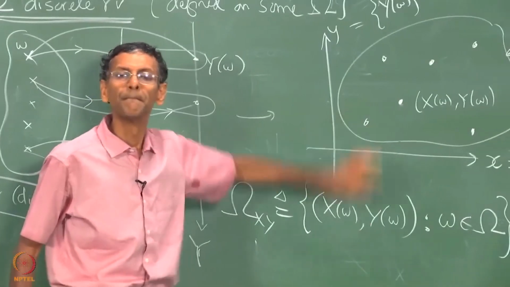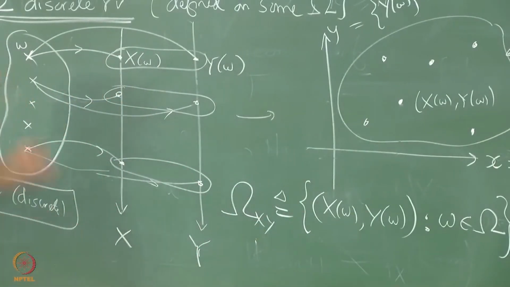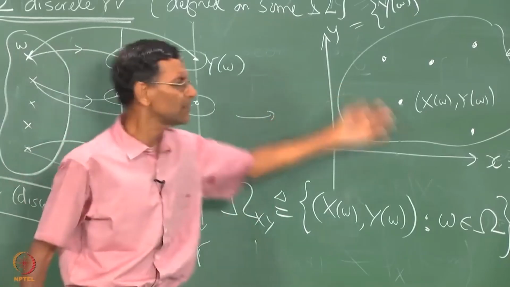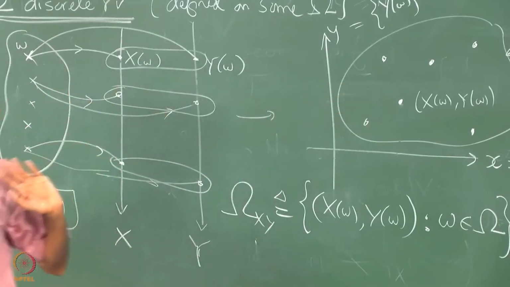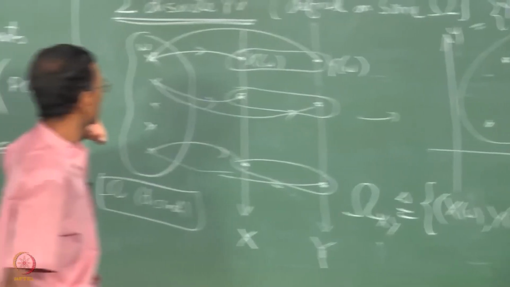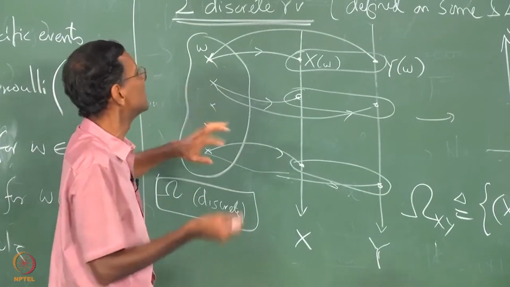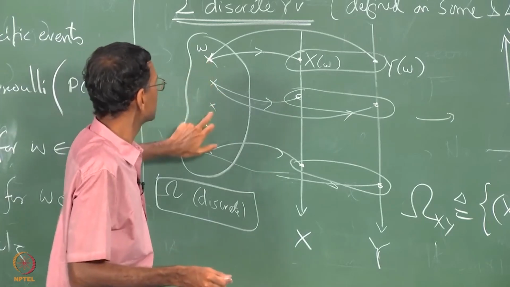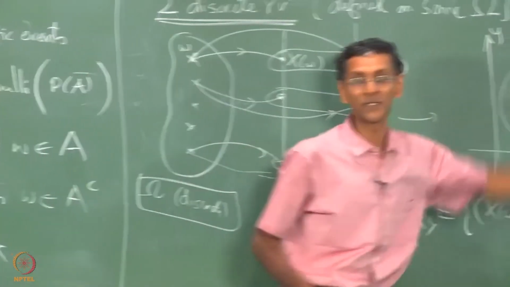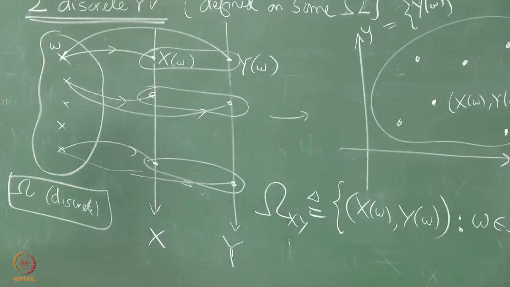If I have a countable infinity of points here, I may be able to get a countable infinity, that is a different issue. But basically there is maximally a one to one mapping between these omegas and these points. So omega xy has to be countable.